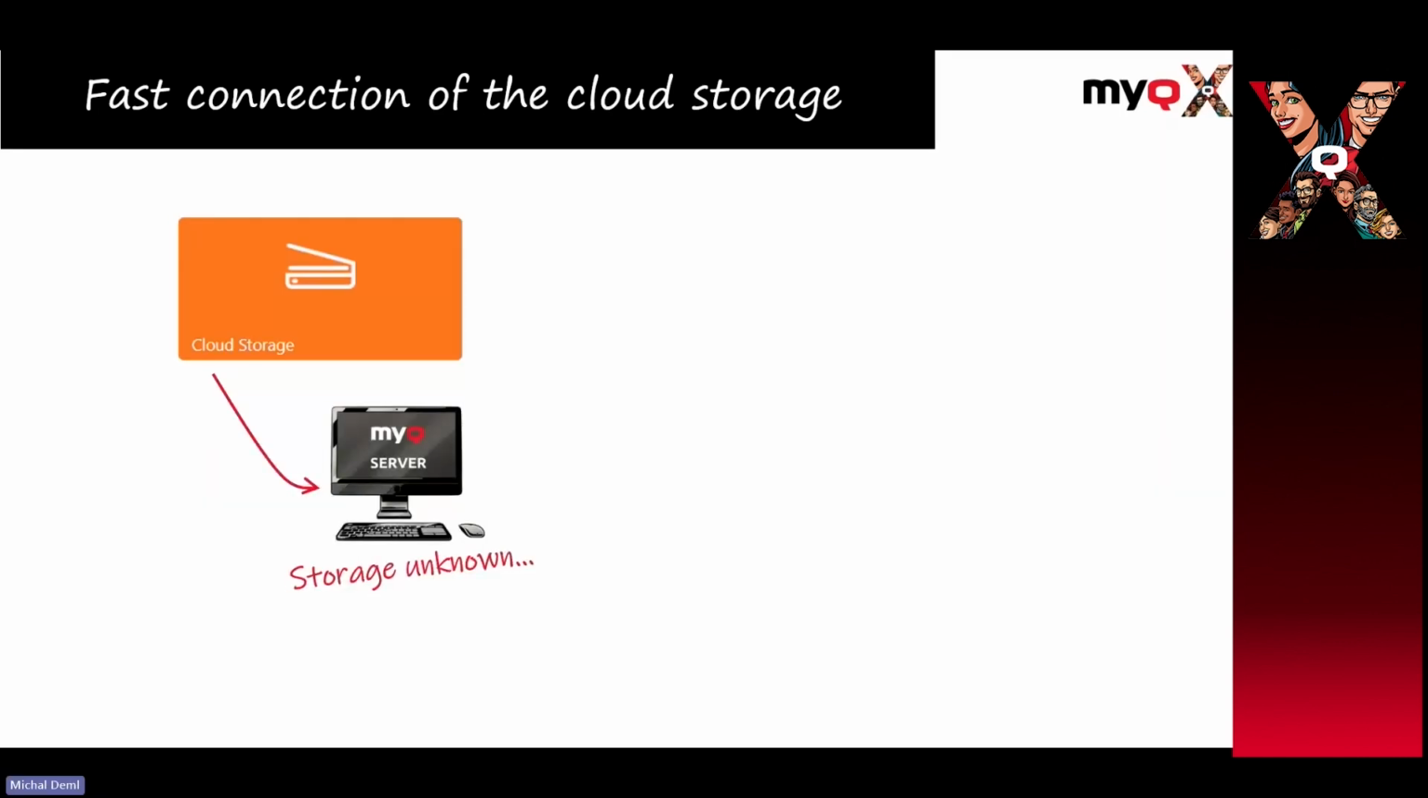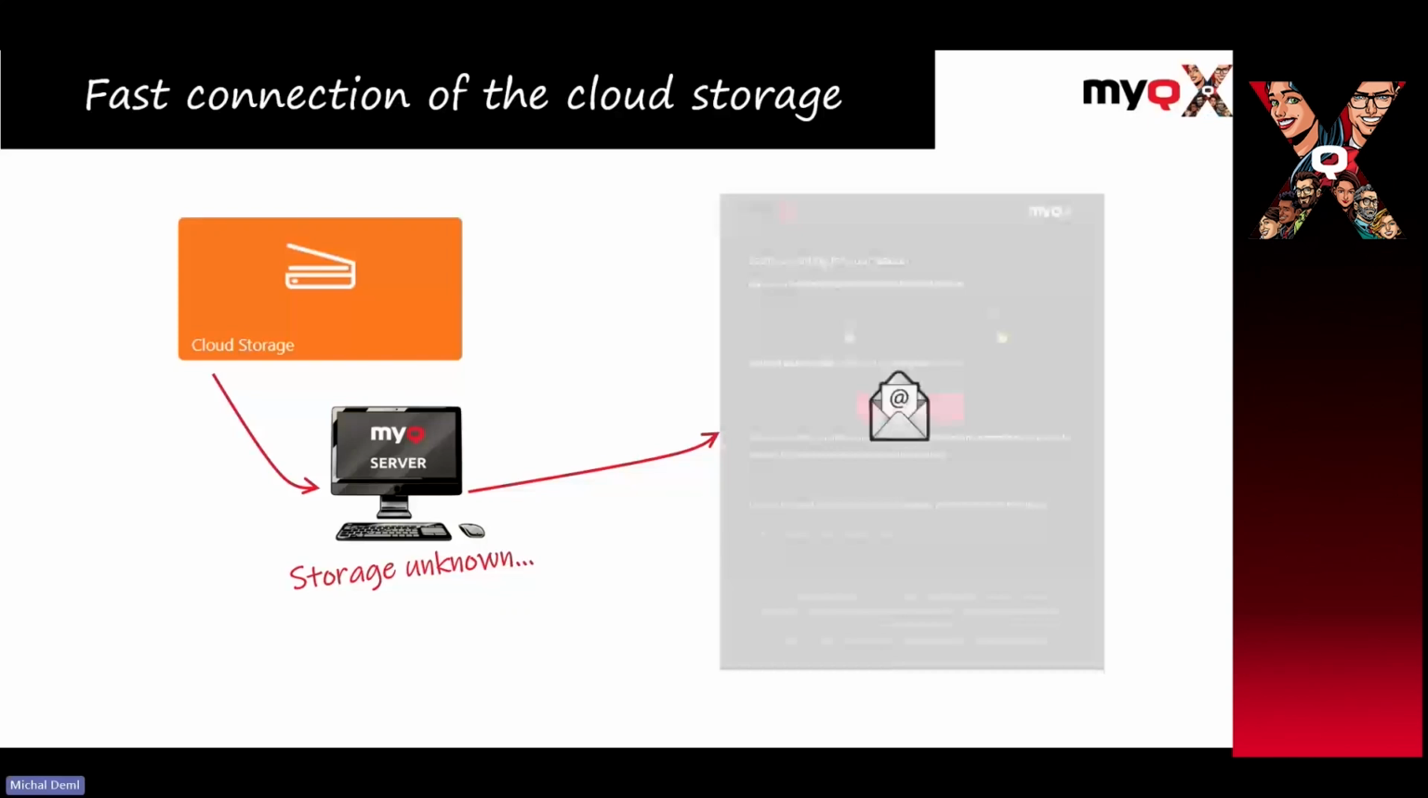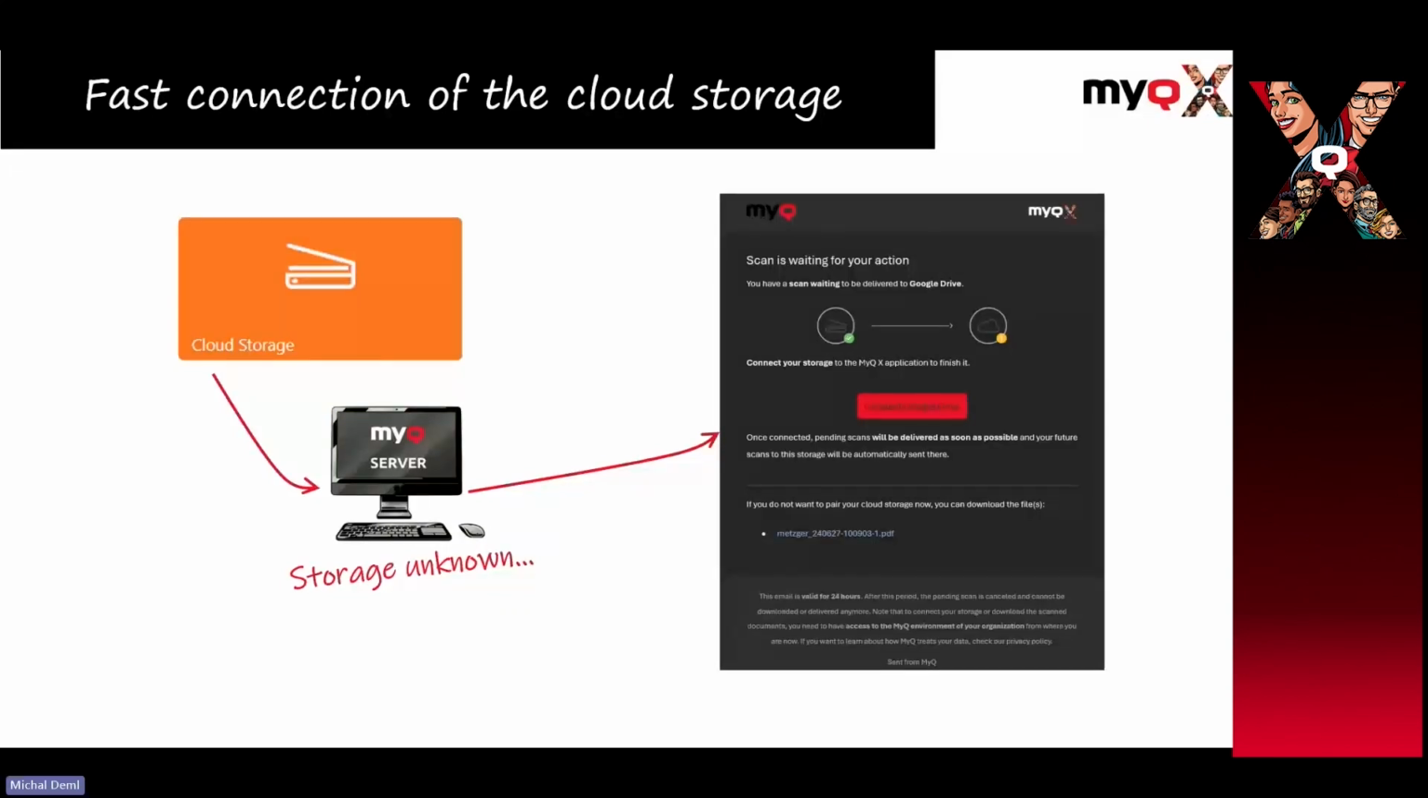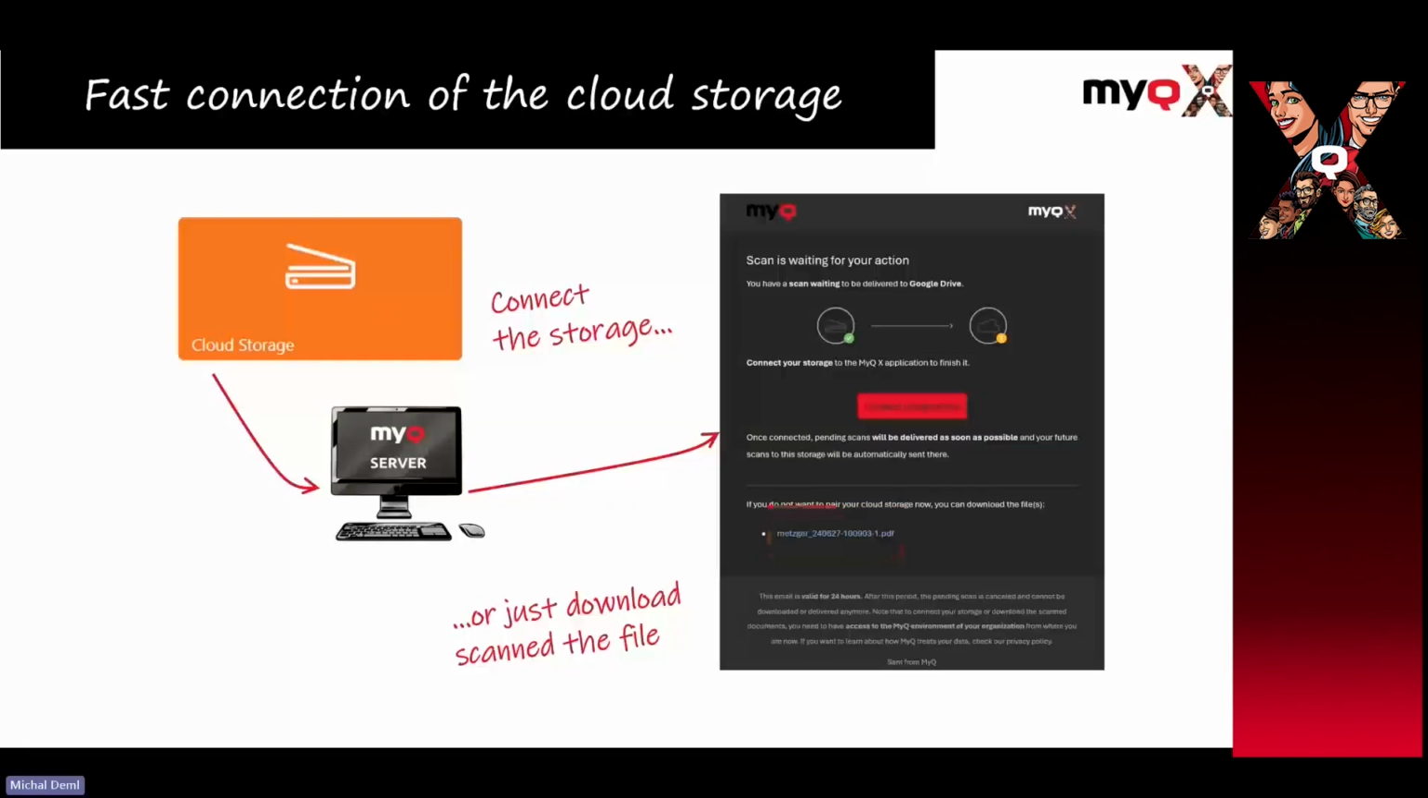So when they press the button and scan, there is a request which is now done as part of MyQ. It will send the user an email where they can either use this button to connect to their Google Drive directly into the system, or it doesn't have to be Google Drive. It can be their personal OneDrive or any other cloud storage which is part of MyQ. Or the other option is, if they do not want to have that connected, they can just download the file using the secure link. As you can see, that one is stored on the server for 24 hours and it's fully encrypted. So no one can access it except for the rightful owner.